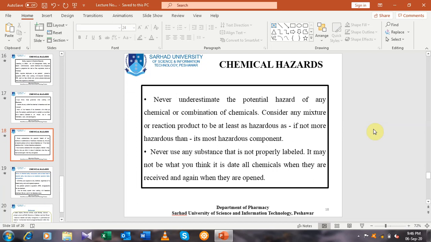Never underestimate the potential hazard of any chemical or combination of chemicals. Consider any mixture or reaction product to be at least as hazardous as, if not more hazardous than, the most hazardous component. Never use any substance that is not properly labeled. If you are not sure and it is not properly labeled, we should be careful about the use of the chemical. It may not be what you think it is. When they are received and again when they are opened, we must also ensure about the date.